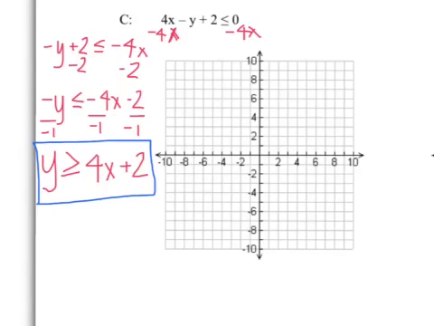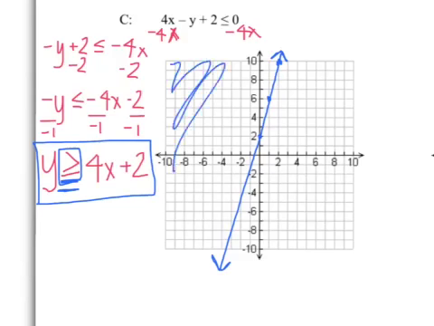So we go to positive 2 and put a dot. Then we go up 4 over 1. Up 4 over 1. Look at your sign. We've got the equal to underneath of it, so that means we have a solid line. So we can just draw a line like normal, put our arrows. And then we need to shade. This says that y is greater than our equation, so we need to shade on top of it. So that means all of our shading will end up here.